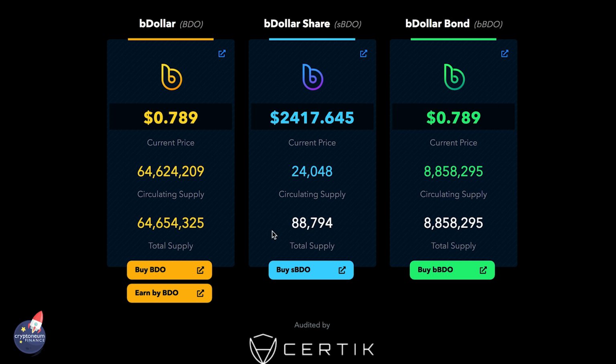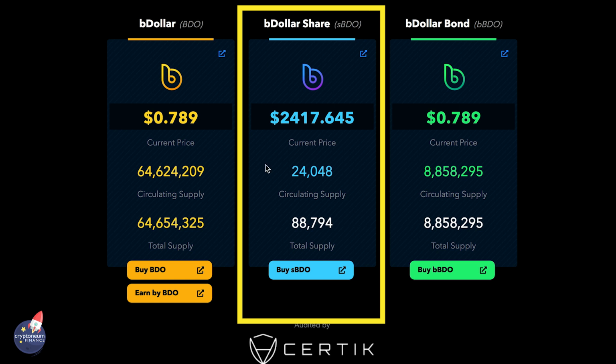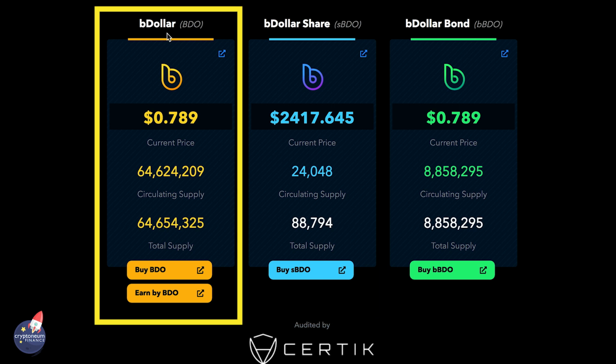So you have three coins right here. The first one is the bDOLLAR BDO, the bDOLLAR share sBDO, and the bDOLLAR bond or bBDO. This one is basic, self-explanatory. It's just like all the other DeFi projects. You buy sBDO, you stake it into their pools, and then you earn bDOLLAR. This one is interesting because it is supposed to always be a $1 value, or relatively stable, and you're not supposed to see this much fluctuation.